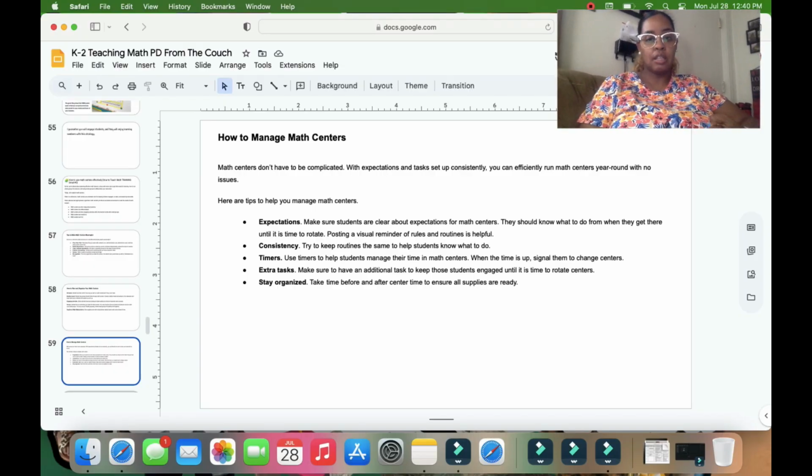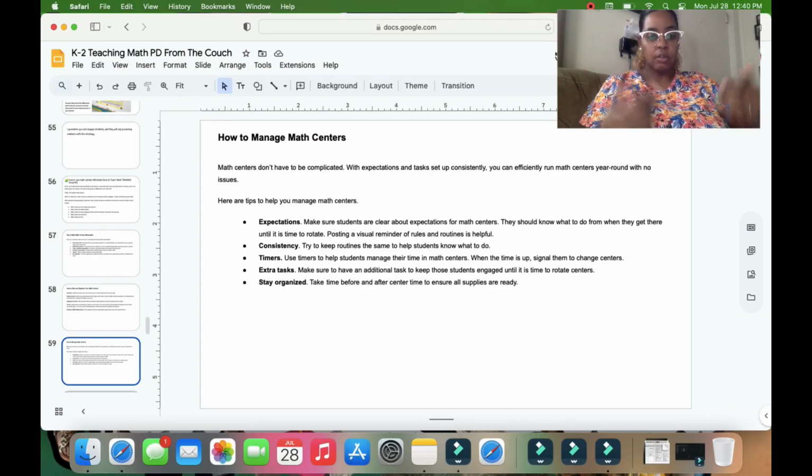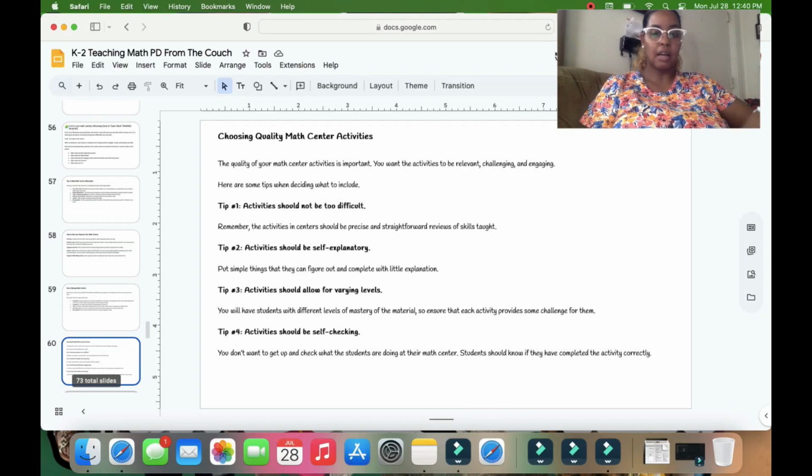Try to keep routines the same to help students know what to do. Use timers to help students manage their time in math centers, and when the time is up, signal them to change centers. Make sure that you have additional tasks to keep those students engaged until it's time to rotate the centers, and then take time before and after each center to make sure that all supplies are ready.